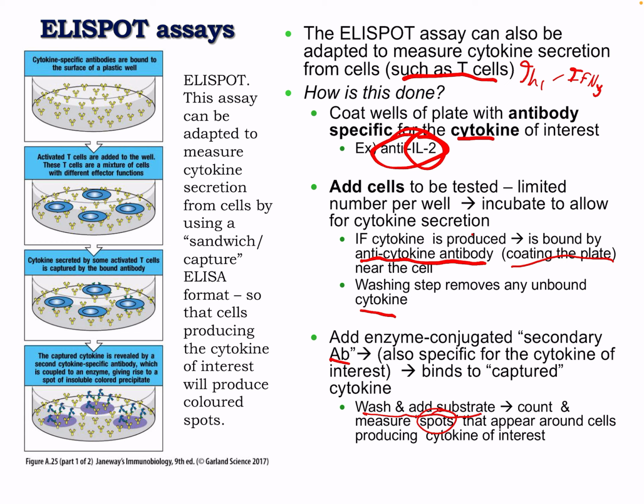So here we have cytokine-specific antibodies bound to the surface of the plastic well. Activated T cells are added to the well. These T cells are a mixture of cells with different effector functions. The cytokine is secreted by some activated T cells and captured by the bound antibody. Then the captured cytokine is revealed by a secondary cytokine-specific antibody, which is coupled to an enzyme, giving rise to a spot of insoluble colored precipitate. You can see here the blue binding to the other antibodies.